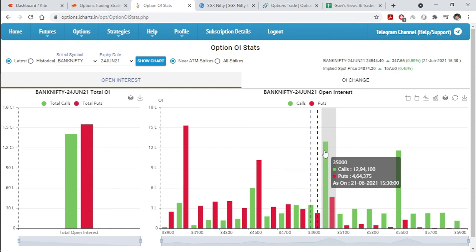These levels are in line with what we have noted down in our Google sheet. So that's it for today. We have extensively covered all these things.